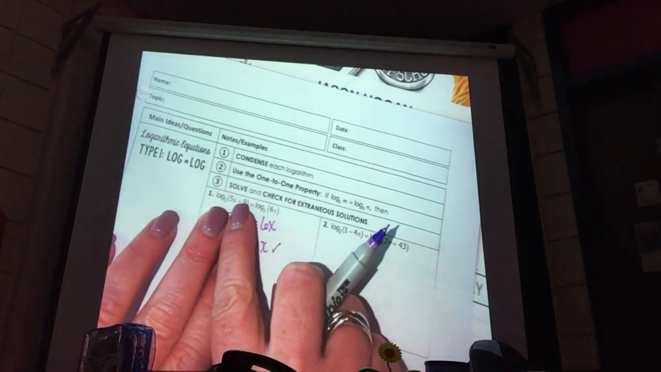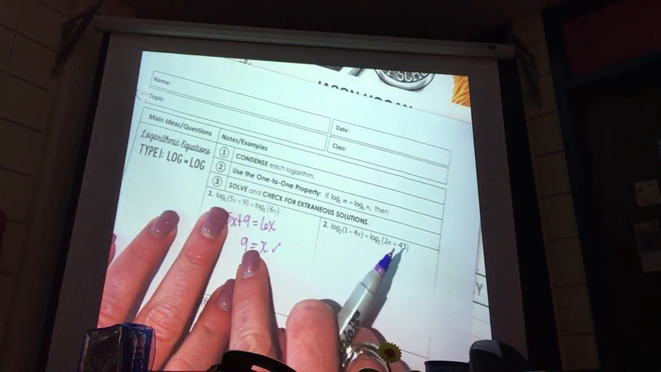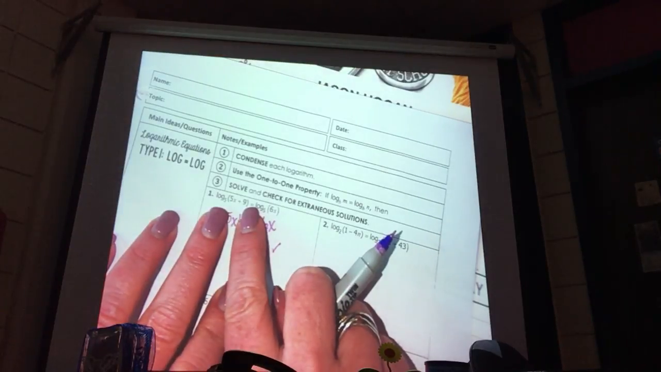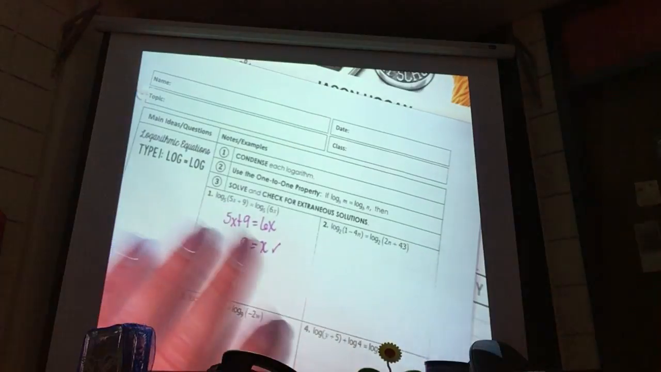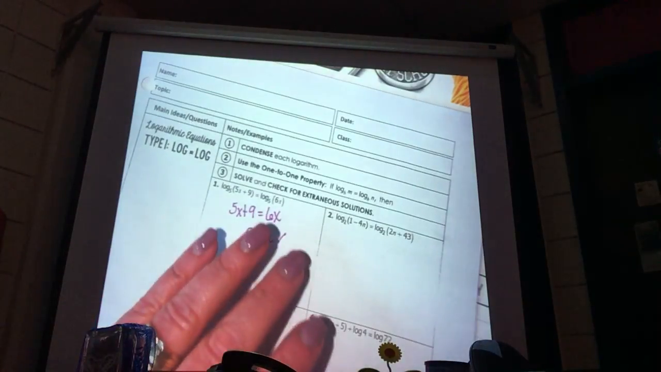Now, 9 times 5 is 45 plus 9 is 54. Is that 6 times 9? Is that 54? All right, so they're equal to each other, so they work.